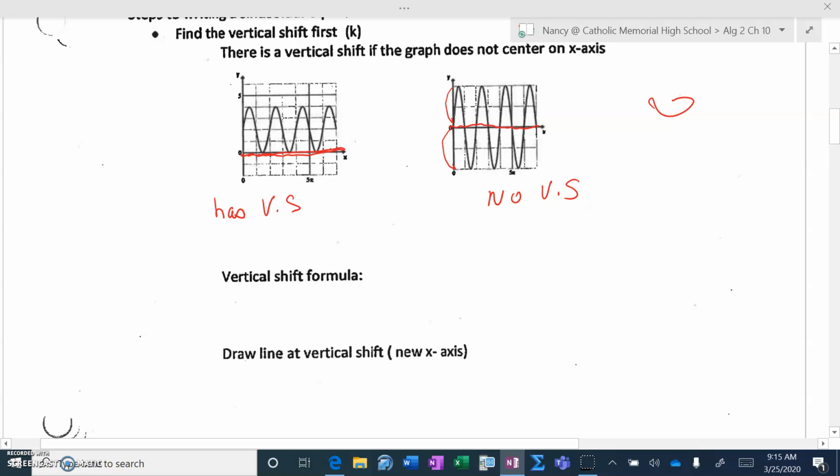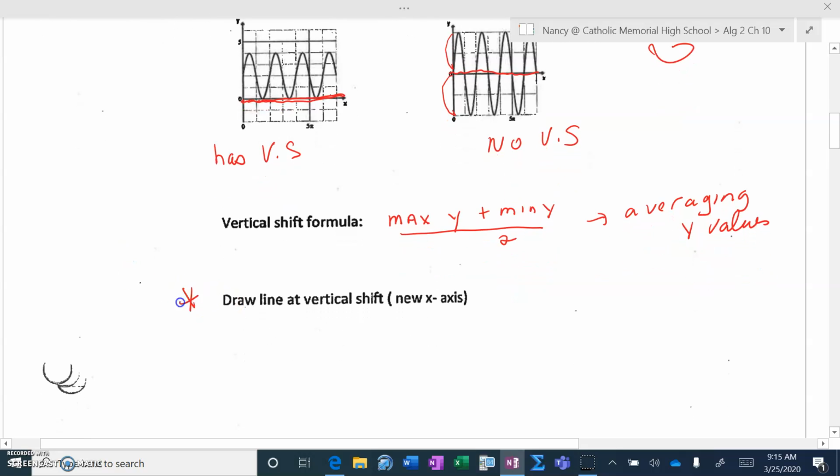Again, a lot of people just count. You're going to the middle between the highest and the lowest of the values on the y-axis. There is a formula. If you rather use a formula, you take the max y plus the min y, and you divide by 2. All you're doing is averaging the y values, and that will get you where your shift is. And this is really important. You want to draw a line at the vertical shift. So this is like your new x-axis. That's what you're going to be graphing on.